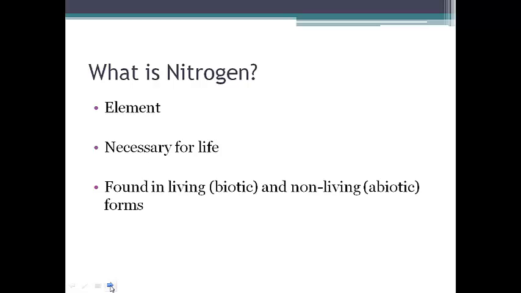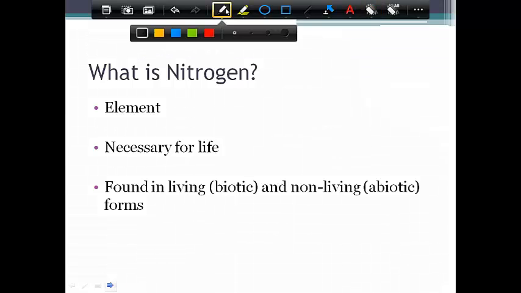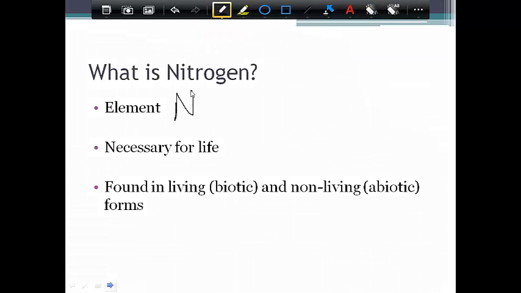First of all, like we did with the carbon cycle, a little bit about what is nitrogen. Hopefully you've heard of it before. It is an element, the symbol for the element being N, so you've probably seen that before. Most often in the atmosphere or in the air, it's N2 as a molecule. So that's what we're probably going to be dealing with most of the time during this podcast.